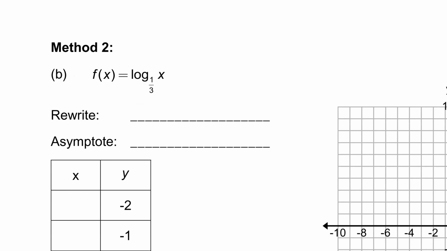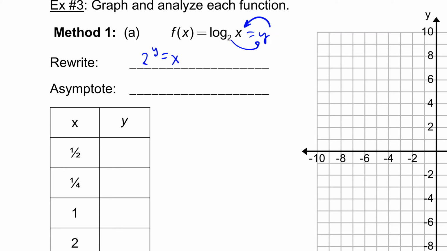Since we're not shifting our log function up or down, and we're not moving left or right, we're not moving where our asymptote is. Our asymptote is going to be at the y-axis, or x equals 0.